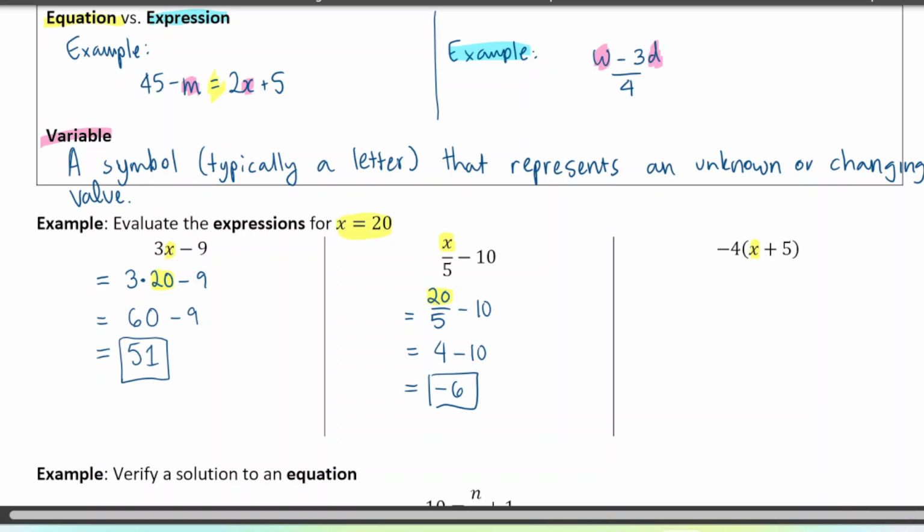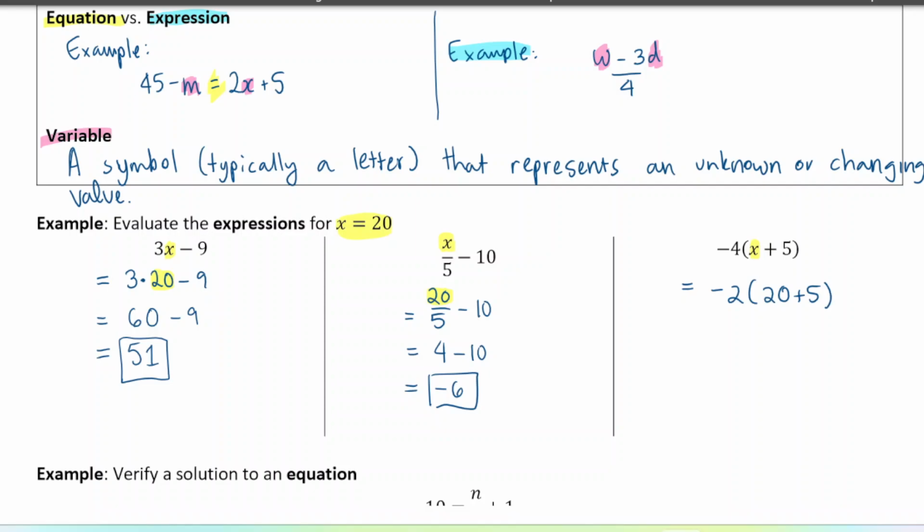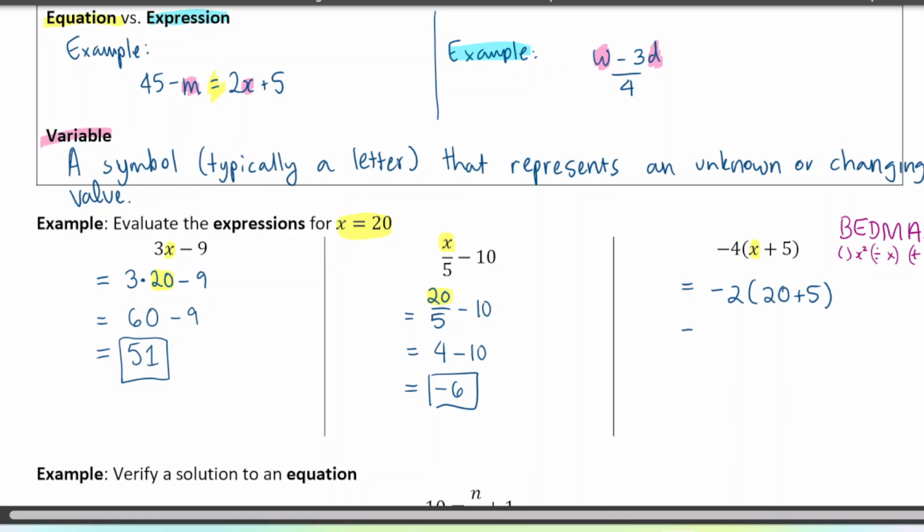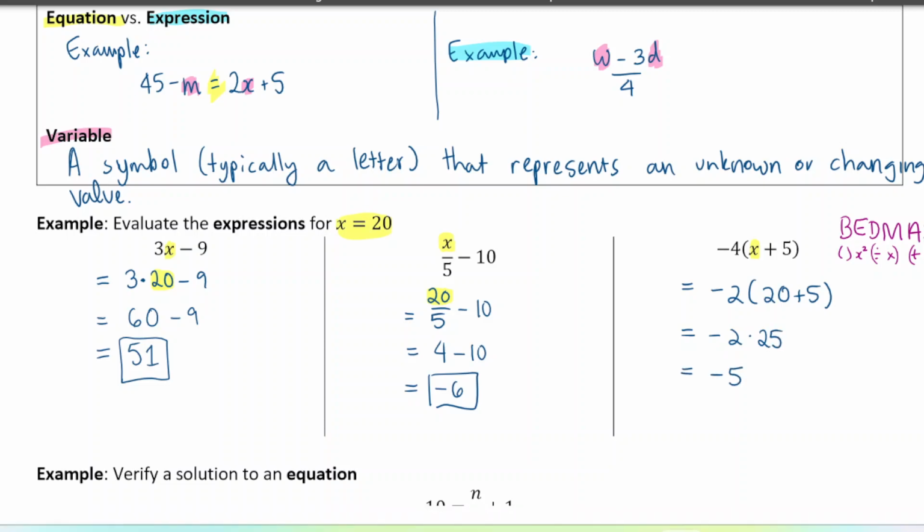And finally here we're going to replace the x with 20. And order of operations, I didn't write it down yet, but maybe I will now. BEDMAS. Okay, we do brackets first, then exponents, then division and multiplication, then adding and subtracting. So we are going to do the brackets first, negative 2 times 25, and that's negative 50. All right.